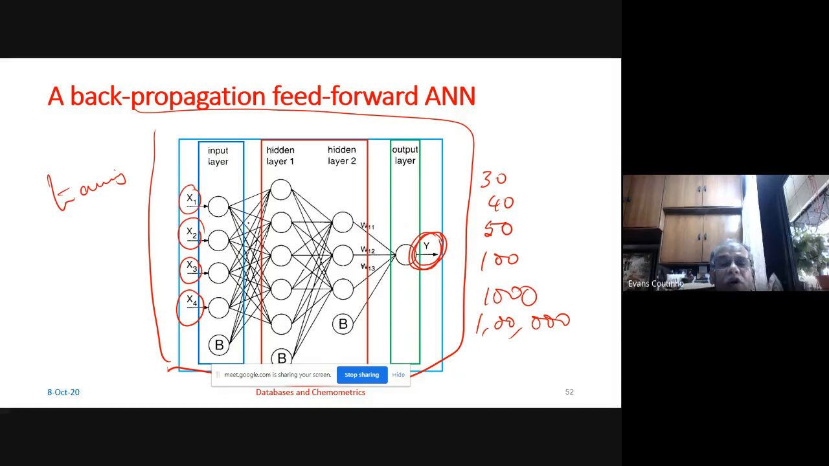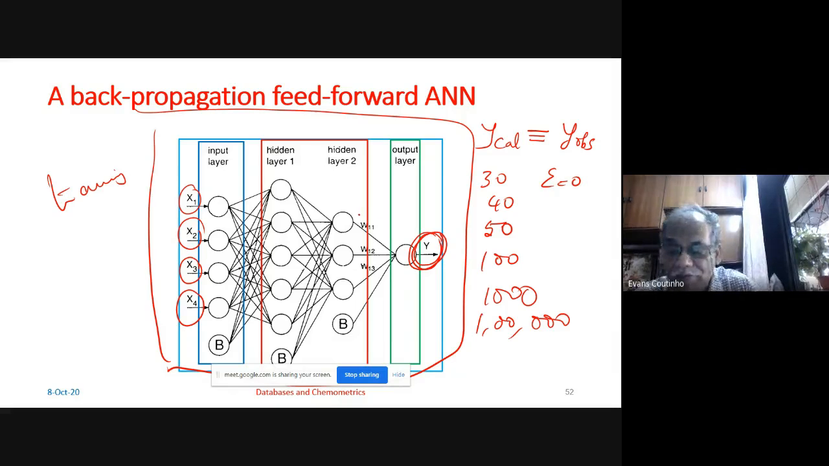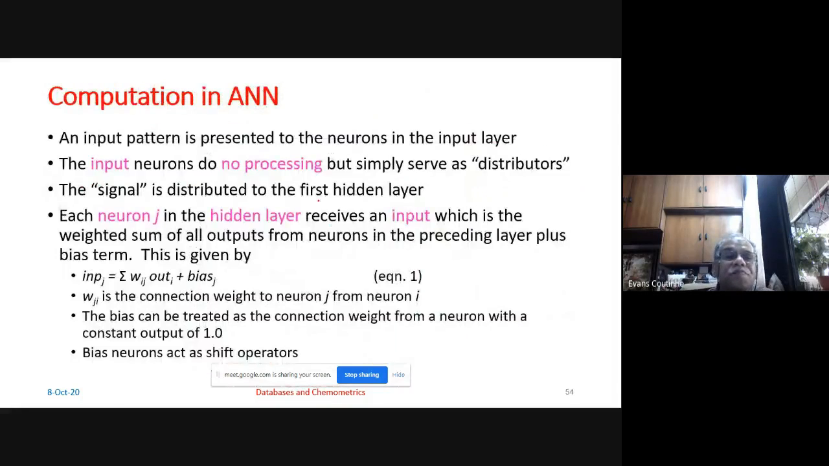In the training part, these weights are being adjusted such that for all of the molecules, y calculated is as close as possible to y observed, so that the error is as small as possible. So let me go back and tell you.